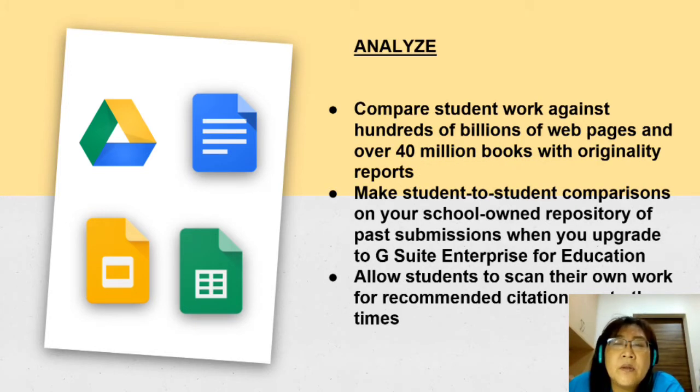Next, you can analyze in Google Assignments. For example, compare student work against hundreds of billions of web pages and over 40 billion books with originality reports. Then you can make student-to-student comparisons on your school-owned repository of past submissions when you upgrade to G Suite Enterprise for Education. And then you can allow students to scan their own work for recommended citations up to 3 times.